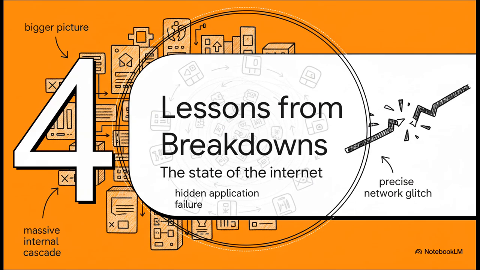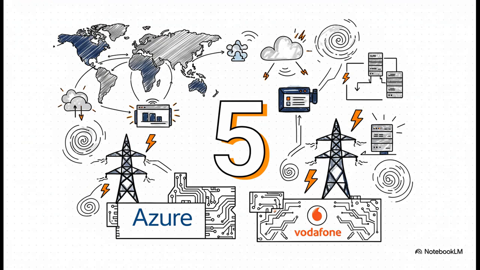Okay, so we've looked at a huge internal cascade, a hidden application failure, and a really specific network glitch. Let's zoom out now and see what the bigger picture really tells us. The analysis these cases came from didn't just look at these three events. It covered 5 major infrastructure breakdowns in a really short amount of time, including others at places like Azure and Vodafone. The point is, these massive failures, they aren't flukes. They're just part of the daily reality of keeping the global internet running.